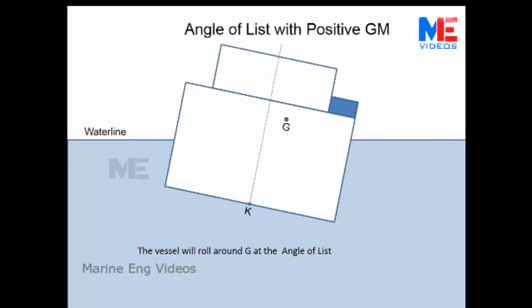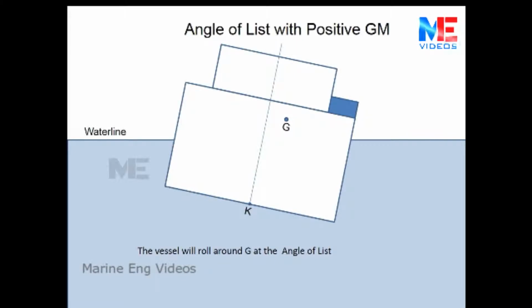We're just going to look at what happens now. I just removed B for a minute. And this is the new center of gravity. This is the angle of list. The reason why we're concerned about angle of list is that now when the vessel rolls, it's going to roll around this new angle of list.